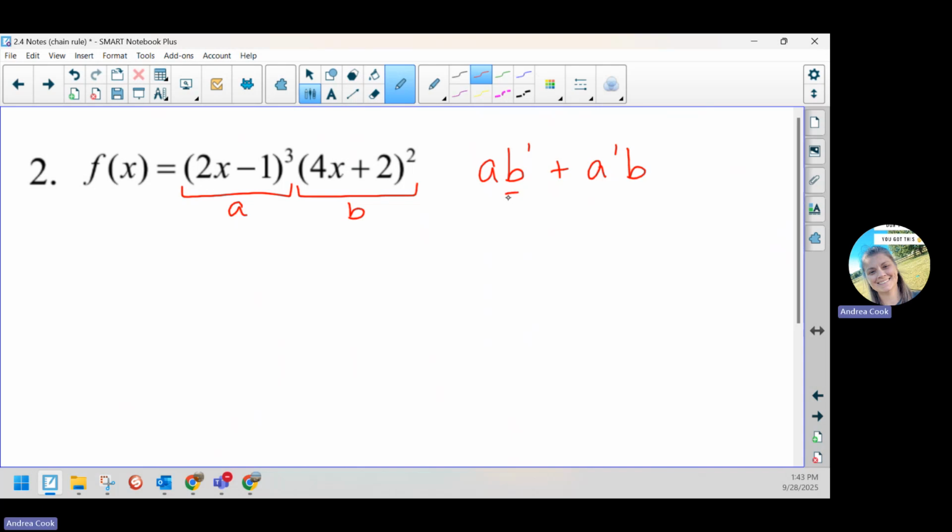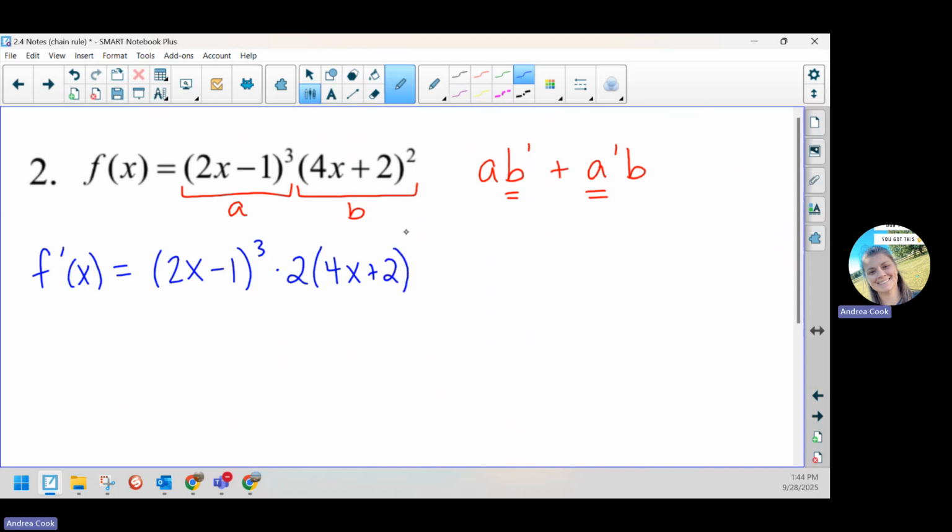But when I find these derivatives, they're also functions inside of other functions, so you're going to have to do chain rule. Okay, so your big picture, we're going to find the derivative of f. I keep the original, that first function stays the same, times the derivative of b. When I do the derivative of b, I bring that exponent down, keep the inside function the same, subtract 1, but then I have to chain on the derivative of the inside function, which is 4.